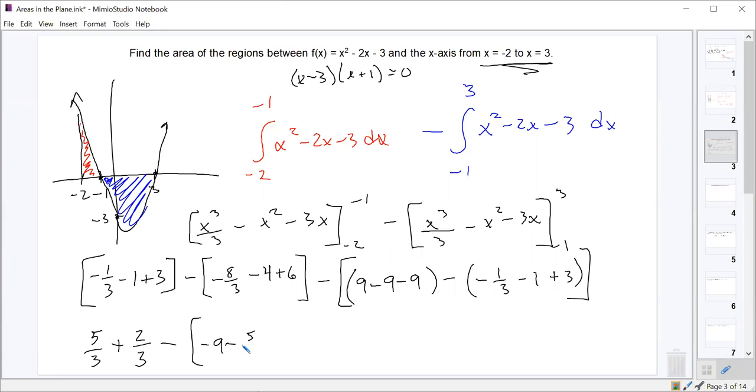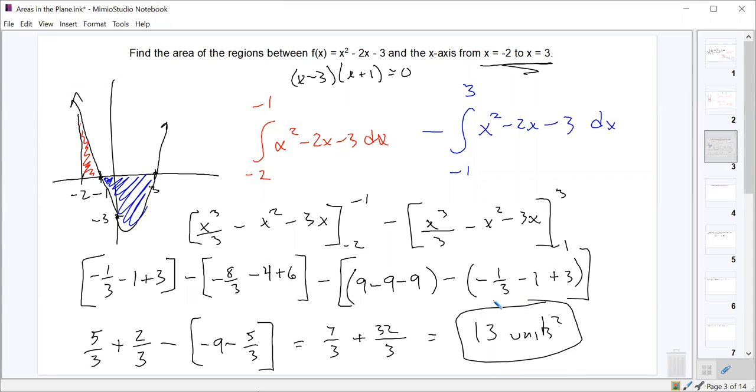We got -9 minus 5/3, giving us 7/3. And then -9, that's -27/3, right? Minus the 5 is -32/3. We got minus a -32/3, giving us 39/3 or 13 units squared. Good or no?